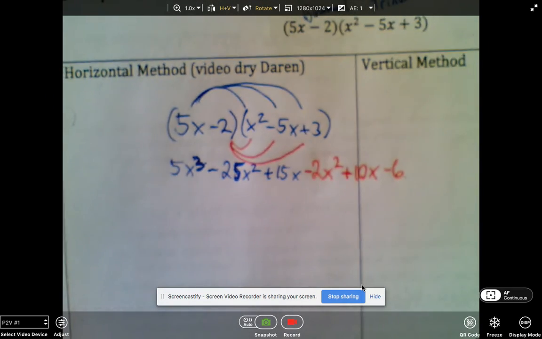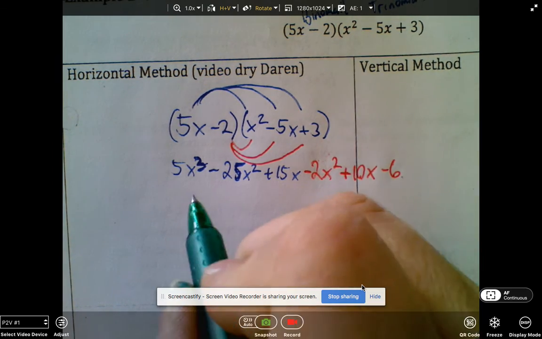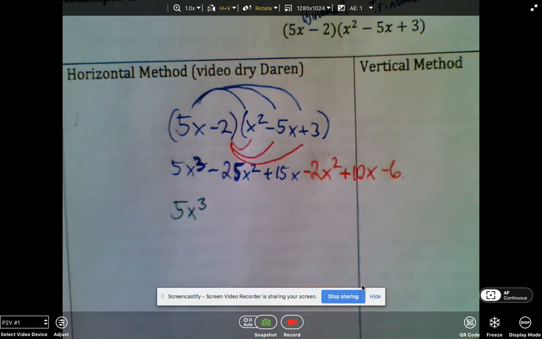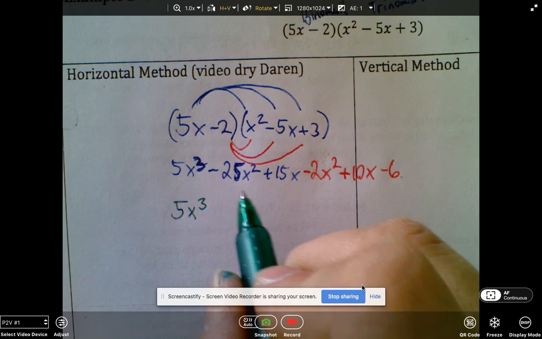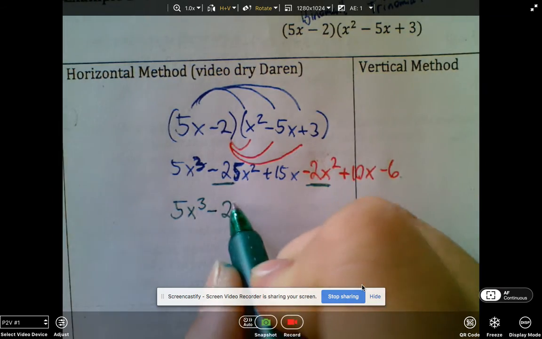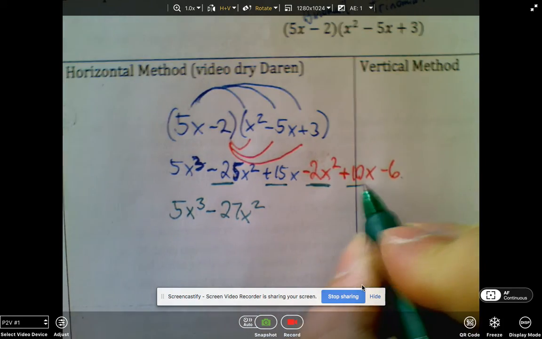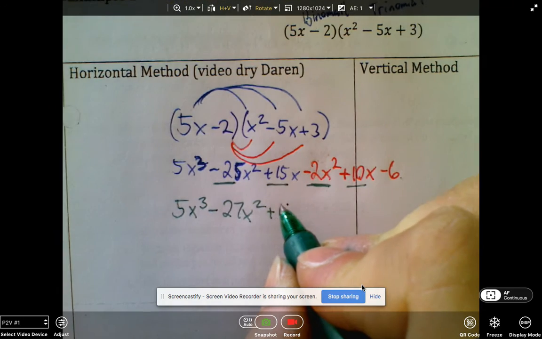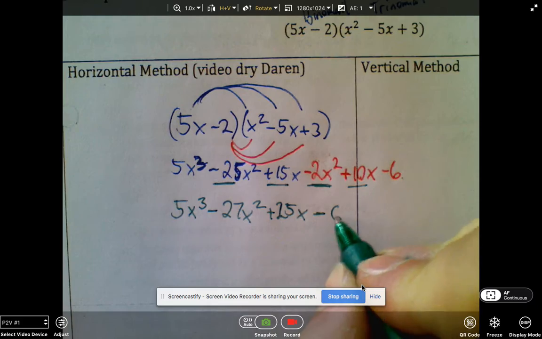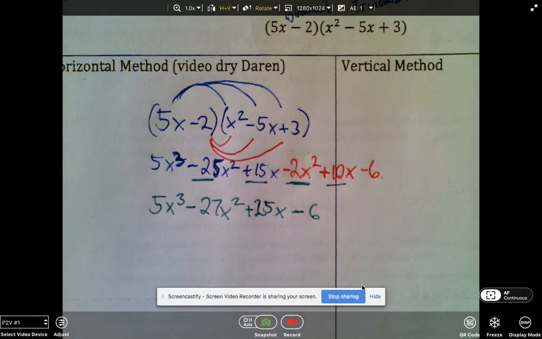Now I can combine like degree terms. I'll do this here in green. It's just 5x to the third. Then for the second degree, I can combine this and this, and I'll get negative 27x squared. First degree, I can combine this with this, and 15 plus 10 is 25x, and then minus 6. So that's how you multiply if you like the horizontal method.